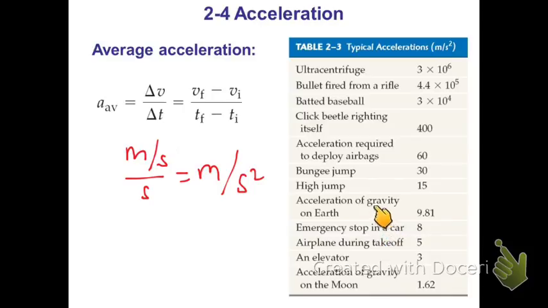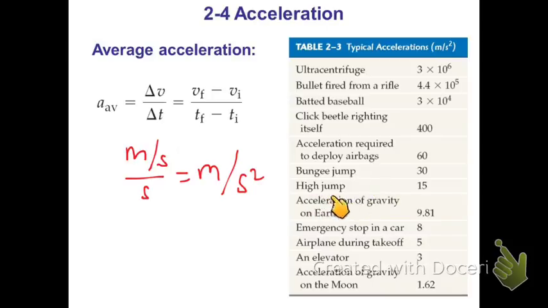On the right table you see some acceleration values of certain events. For example, the acceleration of a freely falling object on the surface of the moon is just 1.62 meter per second square, and this is 9.81 meter per second square on Earth, which is 6 times that of the acceleration on the moon.